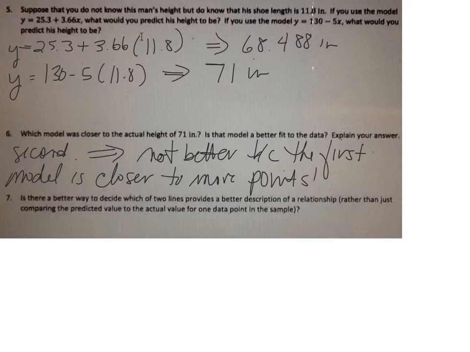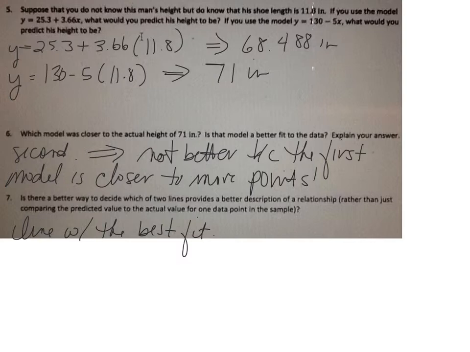Is there a better way to decide which of two lines provides a better description of a relationship rather than just comparing the predicted values to the actual values for one data point in the sample? The better line is called the line with the best fit.